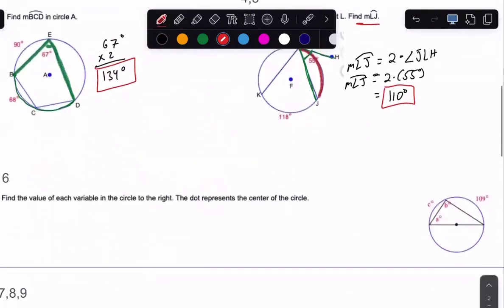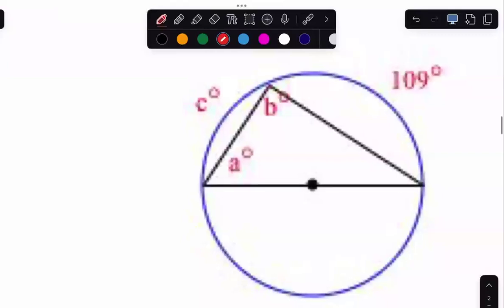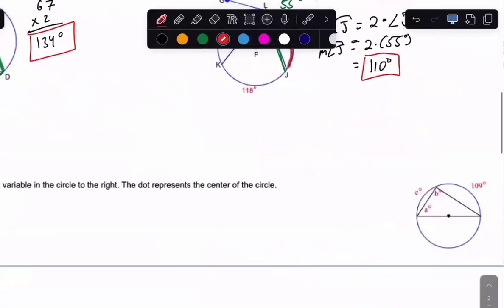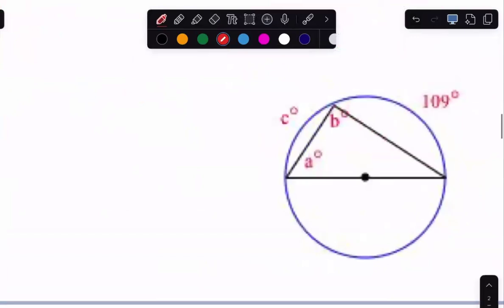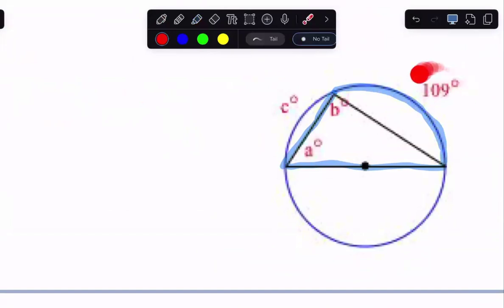Okay. Number 6 says find the variables. So it says find the value of each variable in the circle to the right. The dot represents the center of the circle. So for this problem in particular, you can do a couple things. First off, I'll start with angle A. Angle A is right here, and the arc of angle A is 109, right? So if the arc is 109, what would the angle A be?